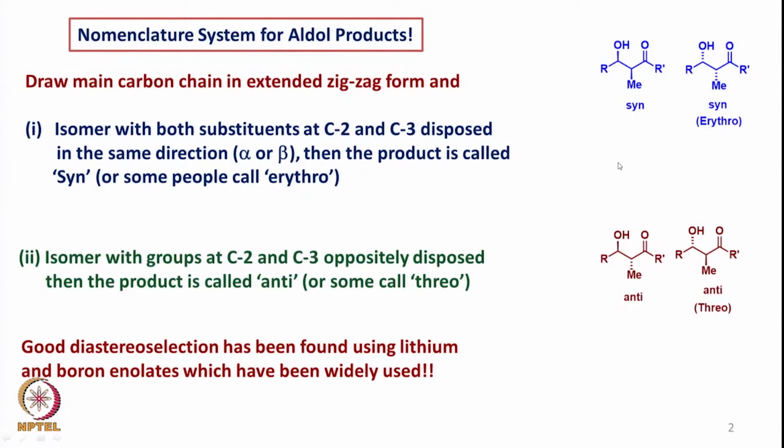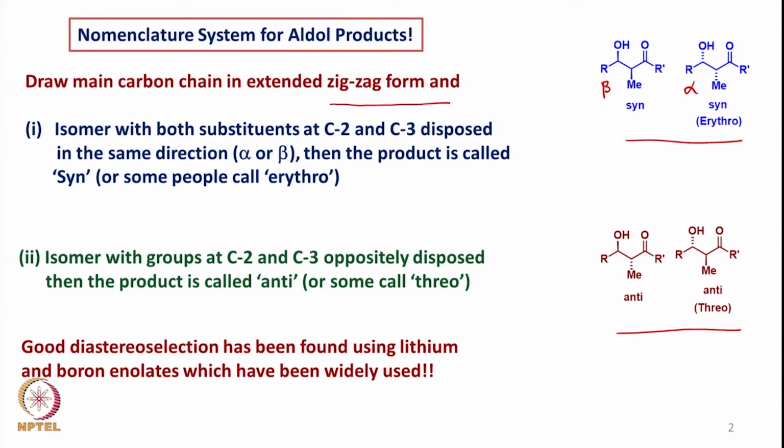First of all, these are the Syn and anti products. We need to define them, and as you can see here, it is a Syn product in which the two hydroxy groups are oriented in the same direction, and the same is the case here. First of all, what you have to draw is a main carbon chain extended in a zigzag form. So this is the R-C-C-C-R prime main chain written in zigzag form, and in such a case when the two substituents at C2 and C3, like this is C2 and this is C3, are oriented or disposed in the same direction, like as you can see here they are in beta direction or alpha direction, then these are called Syn products.